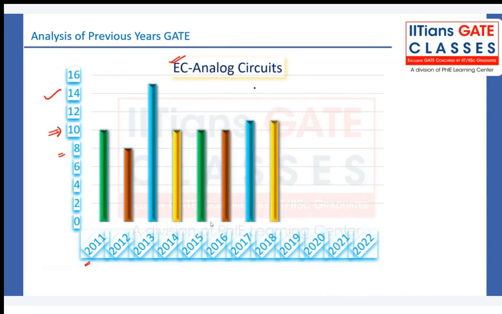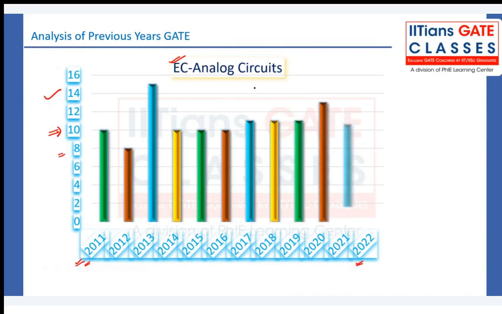So if you have prepared this subject, you can easily score 10 marks. I have done the analysis from 2011 to 2022, and on an average, this subject will be asked for 10 marks. Before you get started on any subject, you should know the weightage. This motivates you to prepare. And as I discussed, this is the analysis for electronics and communications.